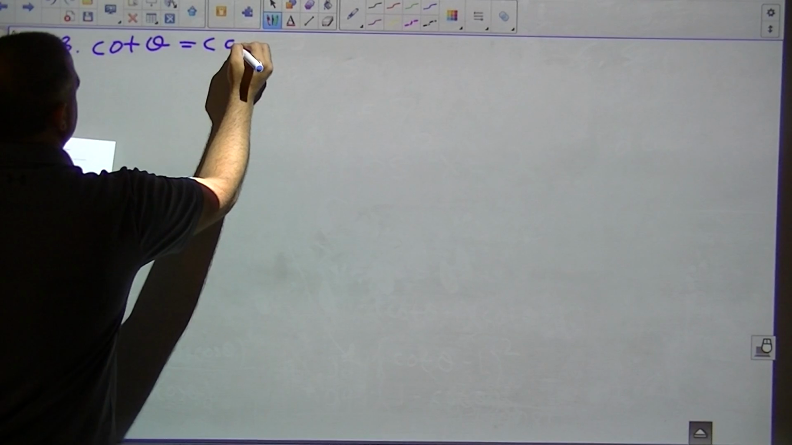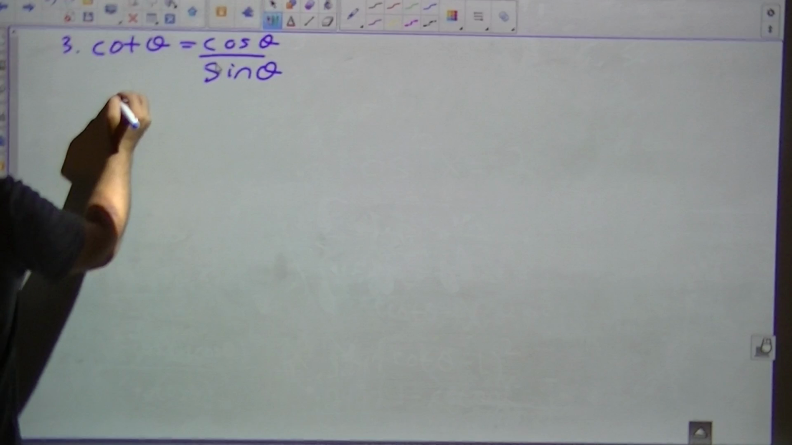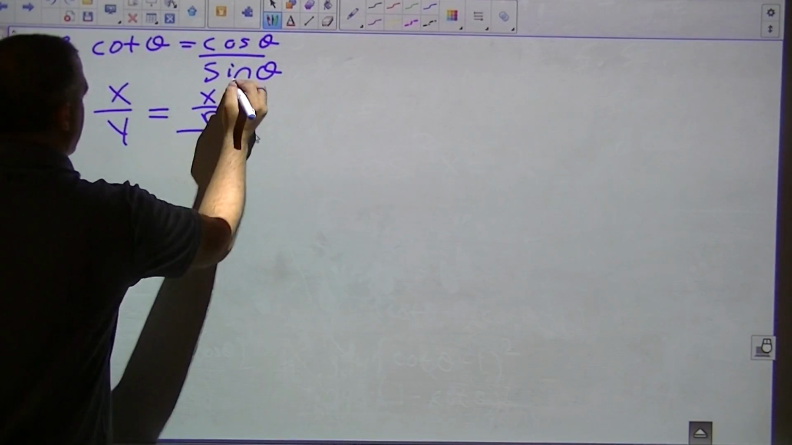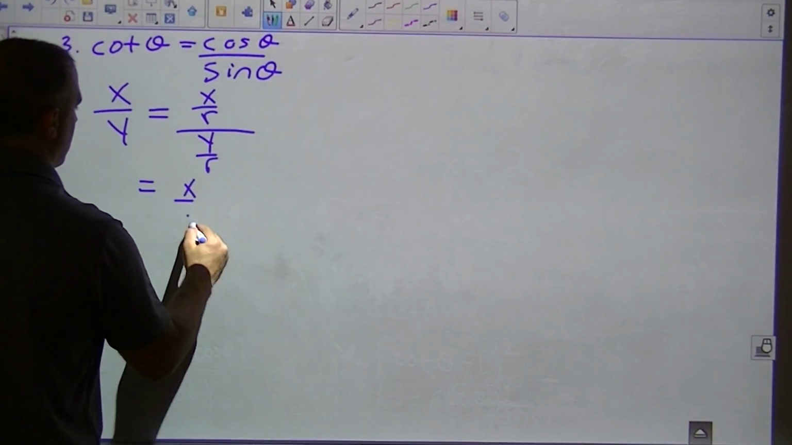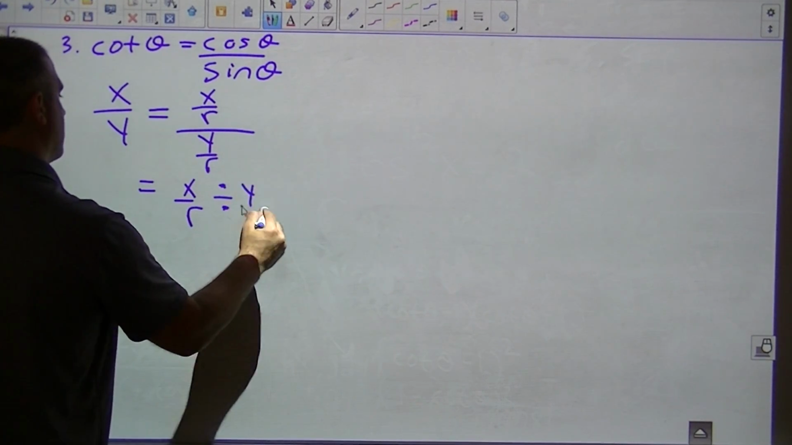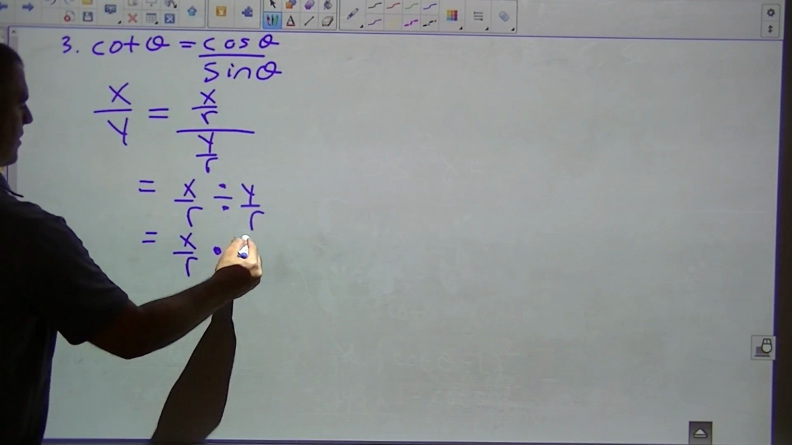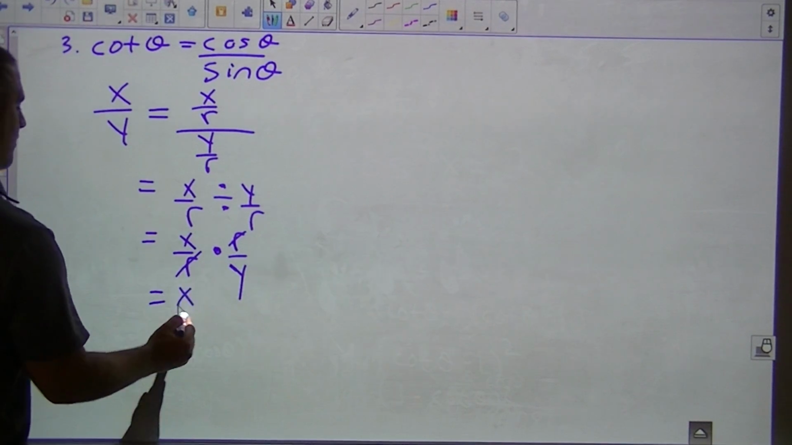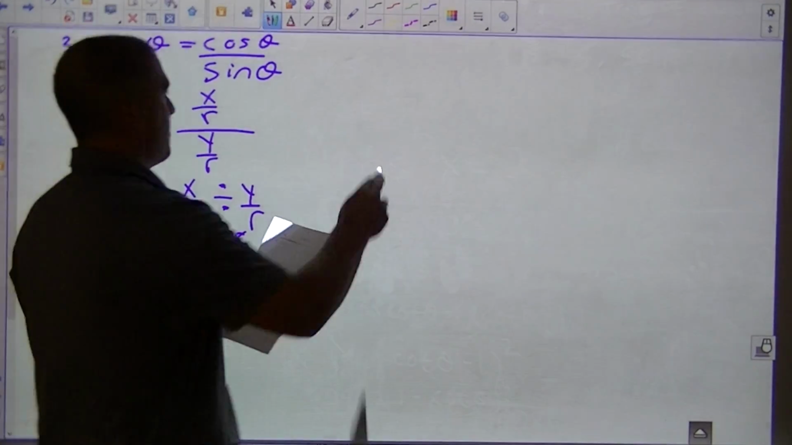Okay, number 3 is cotangent of theta equals cosine of theta over sine of theta. What I got here is that's going to be x over y, and that's going to equal x over r divided by y over r. Now, in division of fractions, what happens? That part stays the same, but this part flips and turns into multiplication. So the r's can cross out, and I'm left with x over y. On this side, I got x over y. All right, moving on to number 4.